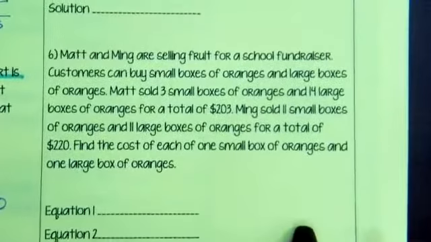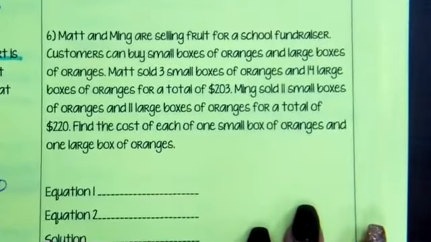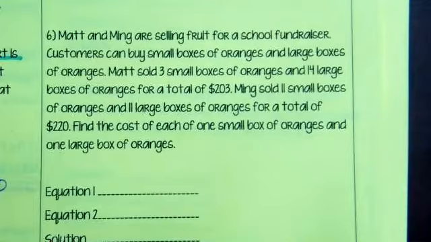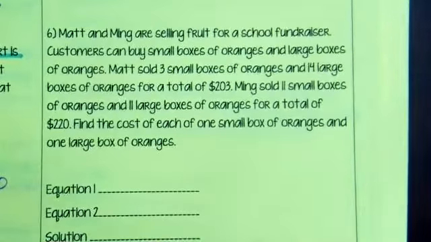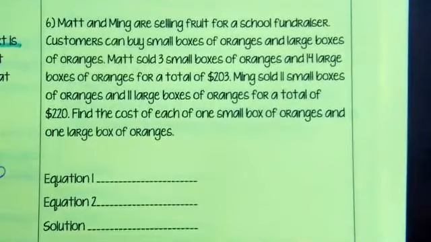The last problem. Matt and Ming are selling fruit for a school fundraiser. Customers can buy small boxes of oranges and large boxes of oranges. Matt sold 3 small boxes of oranges and 14 large boxes of oranges for a total of $203. Ming sold 11 small boxes of oranges and 11 large boxes of oranges for a total of $220. Find the cost of 1 small box of oranges and 1 large box of oranges.